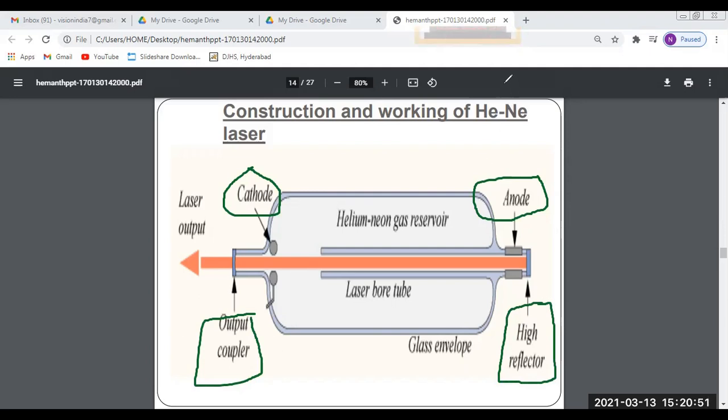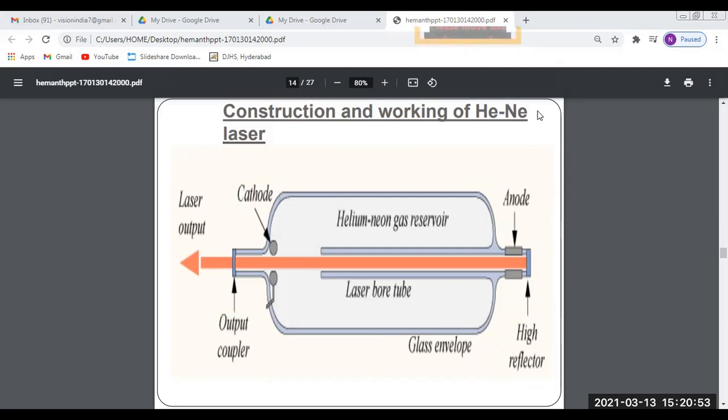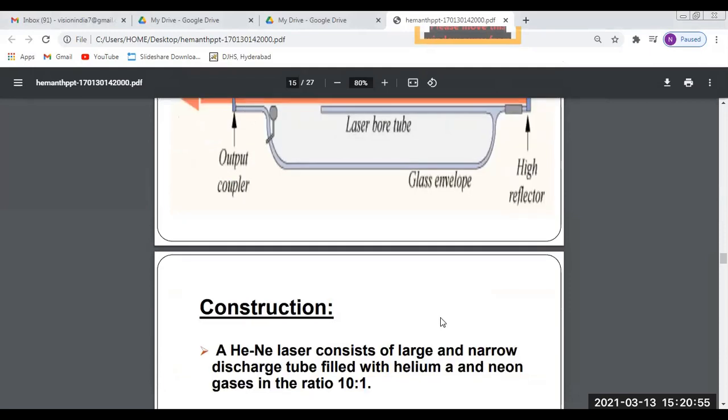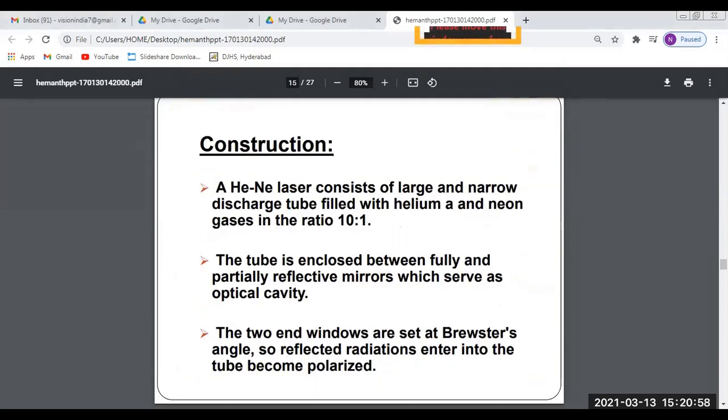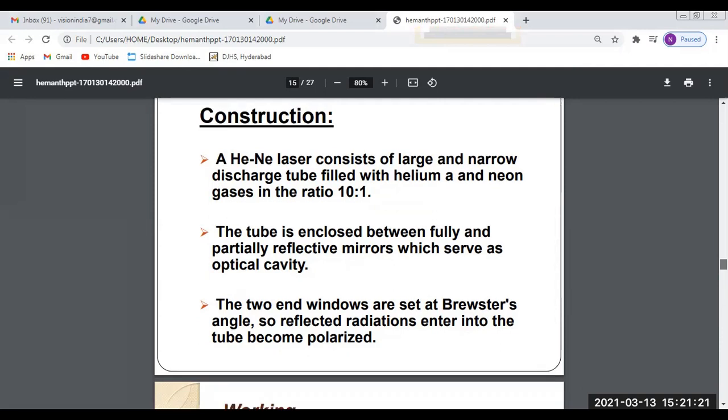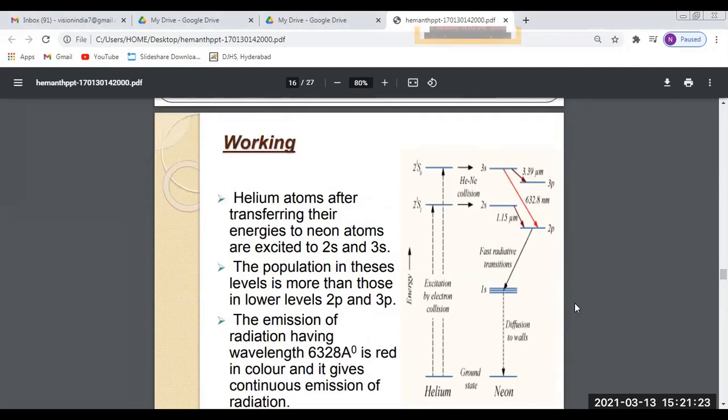Now what is actually happening? Let us see the construction and working of the helium neon laser. It consists of a long and narrow discharge tube with gas in the ratio of 10:1. The tube is enclosed with fully and partially reflecting mirrors, which serve as an optical resonator, or optical cavity. With this, radiations enter the tube, and these radiations are completely polarized.